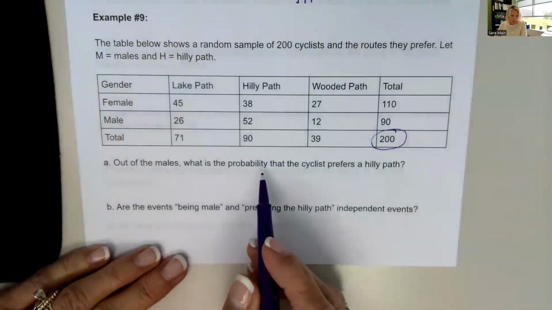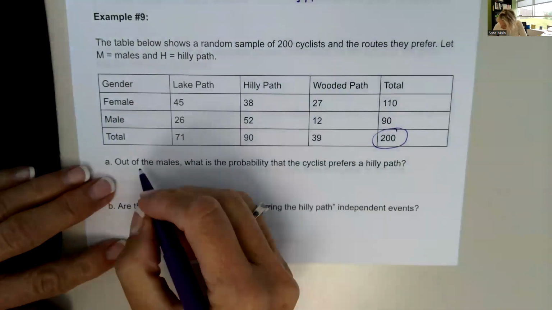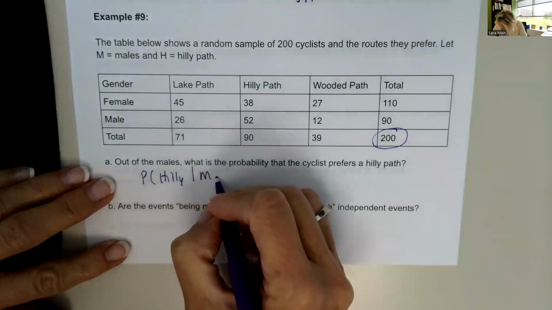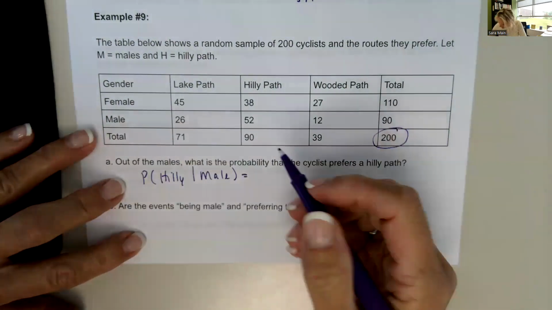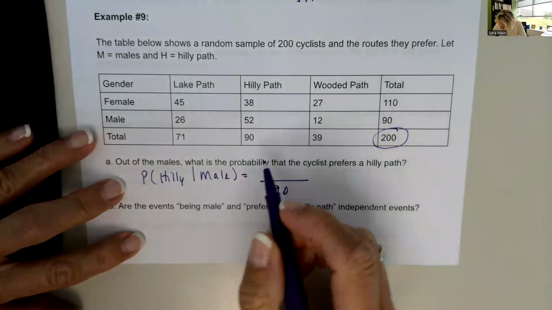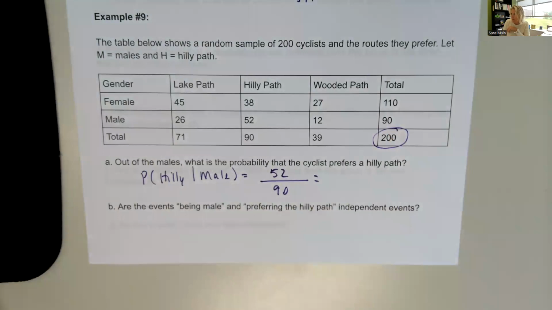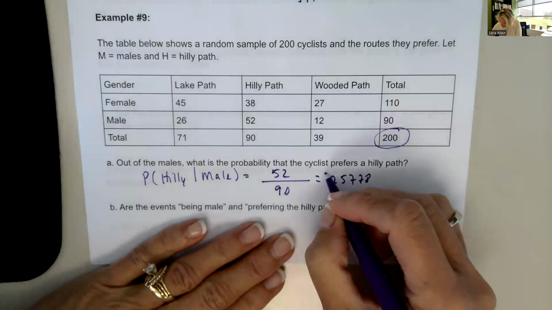Out of the males, what is the probability that the cyclist prefers a hilly path? Out of the males means given the males. So what is the probability of hilly given that they're male? Out of the males, there's 90 males. Which of them prefer the hilly path? That would be 52 out of 90. And that is 0.5778.